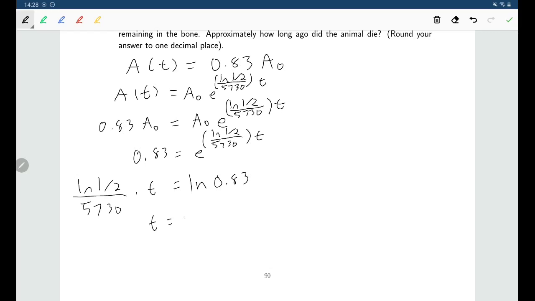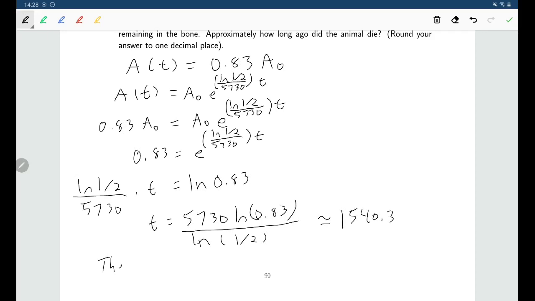And then I find that t is 5,730 times natural log of 0.83 divided by natural log of a half. And then I can solve for the time by running this through my calculator and finding that it's about 1,540.3. So the animal died 1,540.3 years ago.